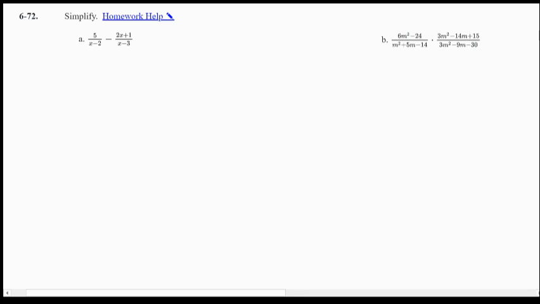Here I'm asked to simplify some rational expressions. First one here is subtraction. So to deal with this, I'm going to go ahead and get a common denominator first.